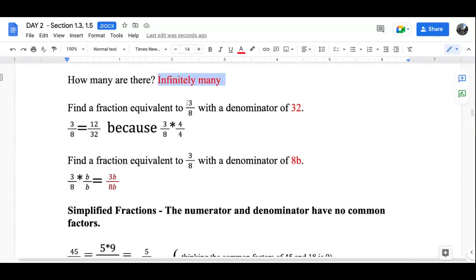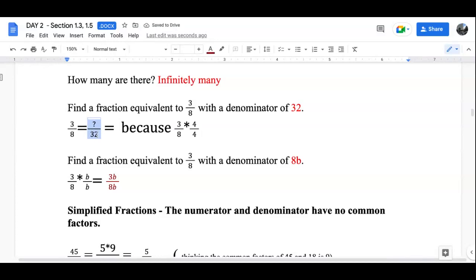So let's see this one. Find a fraction equivalent to 3/8. Again, we multiply by 1, right? Oh, this says with a denominator of 32. So that means we don't know the numerator yet, right? We know 3 over 8. Let me make a question mark first. Because we want to make the denominator 32. From 8 to 32, what do we do to 8 to make 32? That's 8 times 4, right?